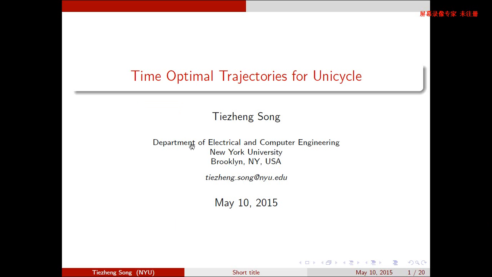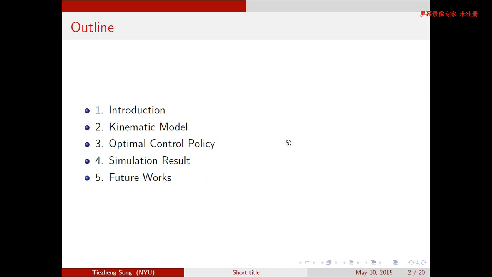My project is to design time-optimal trajectories for a unicycle-based robot. This is the outline of my project. The first part is the introduction of the problem. The second part is the kinematic model of the systems. In the third part, I will discuss the optimal control policies, the optimal time control policies, which can be given by the minimum principle. The fourth part is some results of the simulation, and at last, the future works.